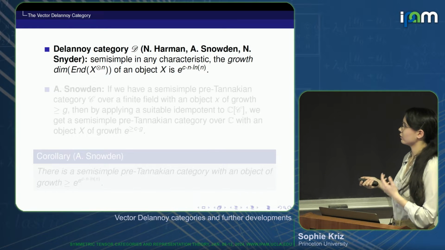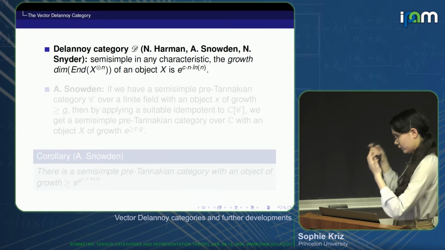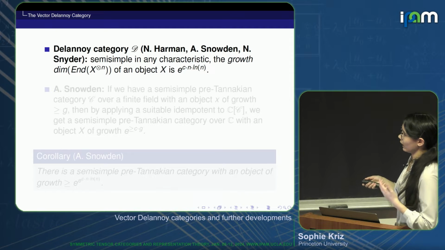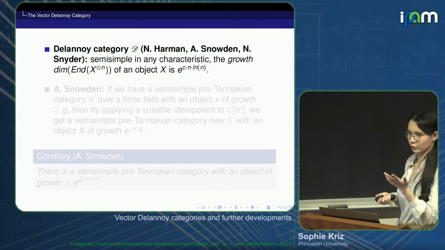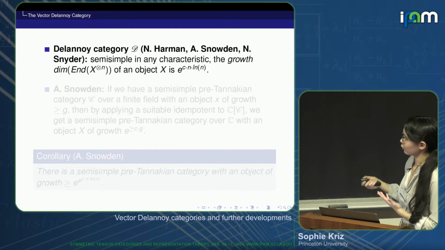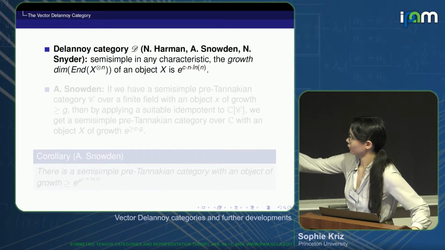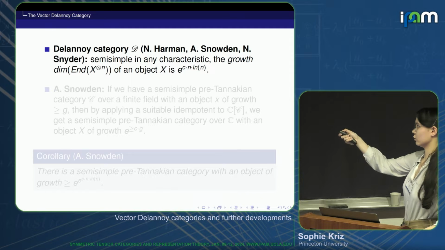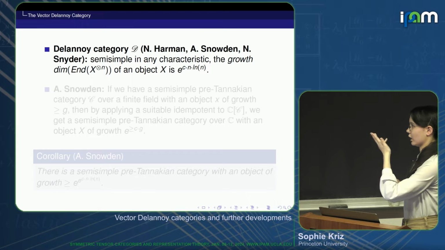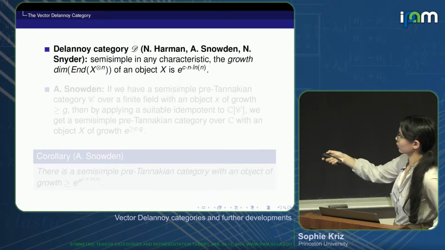OK, and so the Delannoy category D is constructed from this example of this oligomorphic group of these order-preserving bijections of the real line with this measure, which I've described. And it's semi-simple in any characteristic, as Noah talked about in the previous talk before lunch. And the growth of an object in it, by which I'm going to mean the dimension of the endomorphism algebra of x tensor to the n in this talk, is going to look like e to the c times n times the logarithm of n. So here, for example, we take the basic object to be x.